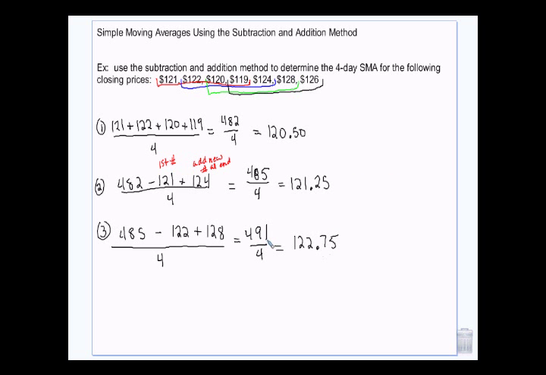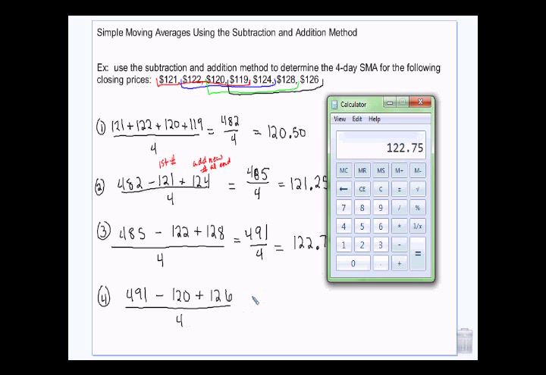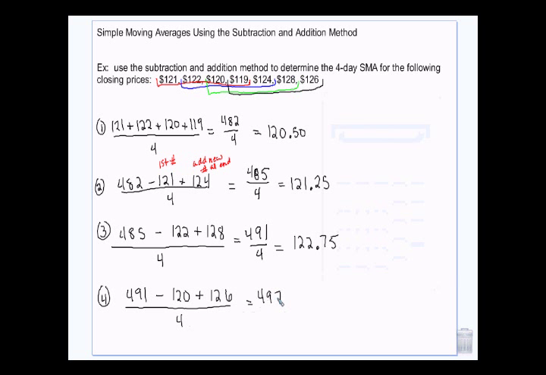And then I take the 491 from the previous step. I subtract the next number on the list, which is 120. And then I add the next number at the end, which is 126. So I'm adding 6 again. So that's going to be 497 divided by 4.